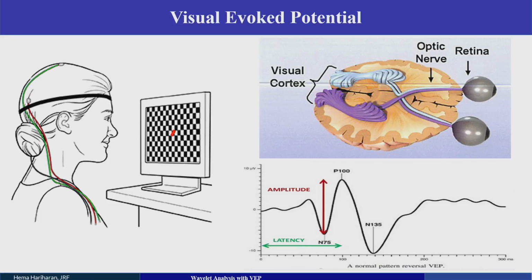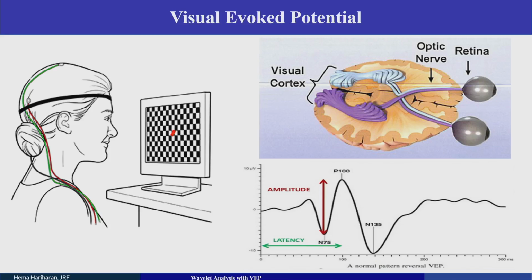What happens here is that from the retina, through the optic nerves, the signal is given to the visual cortex, which is present exactly at the back of the brain, above the thalamus or above the cerebrum. The visual evoked potential is obtained in this fashion. Like in any of the ERPs, the amplitude and the latency are the parameters which we have to check.